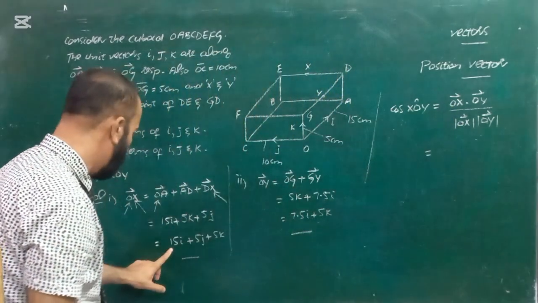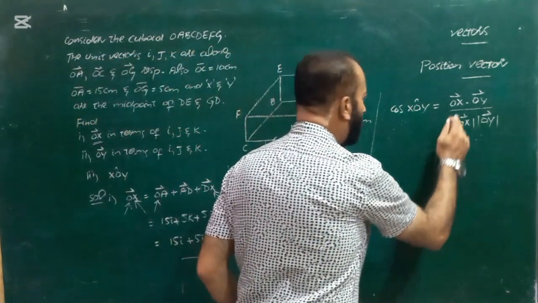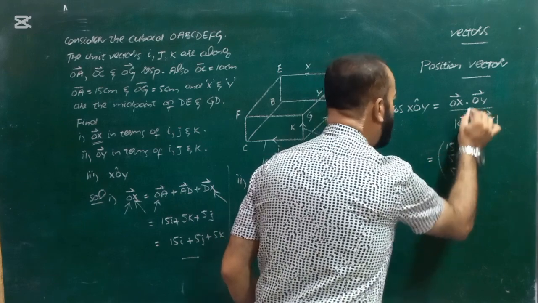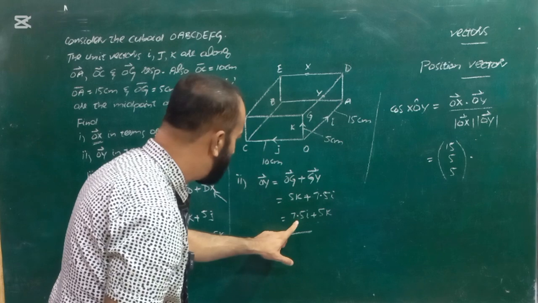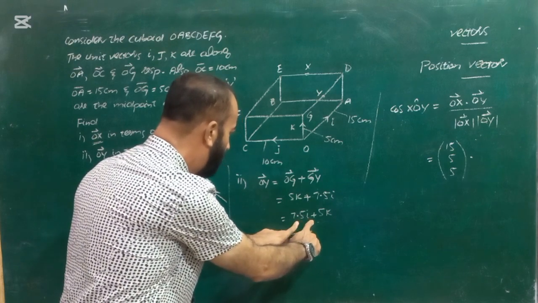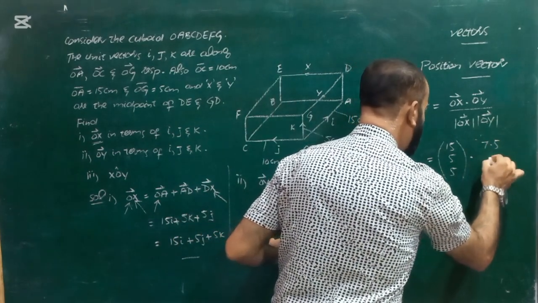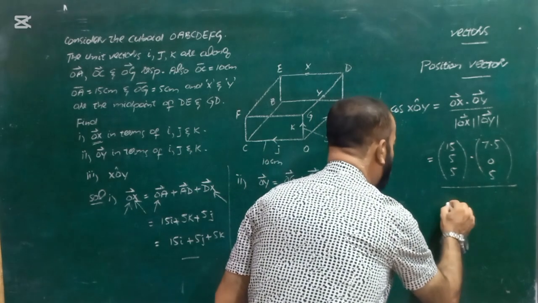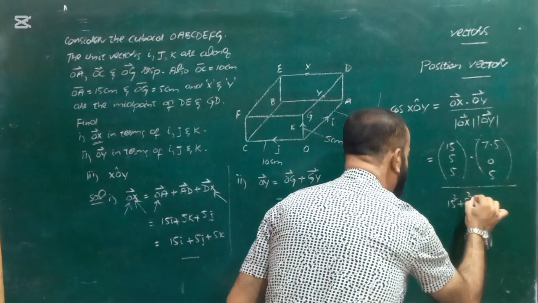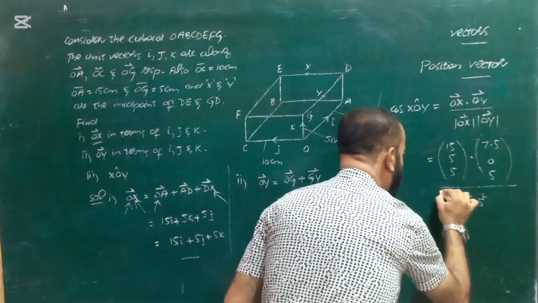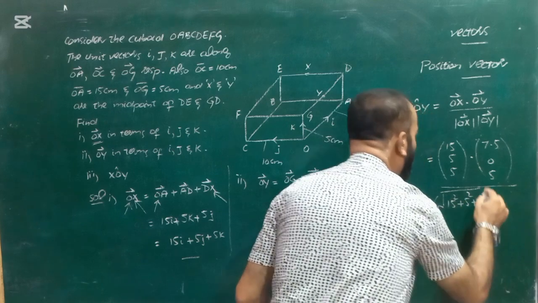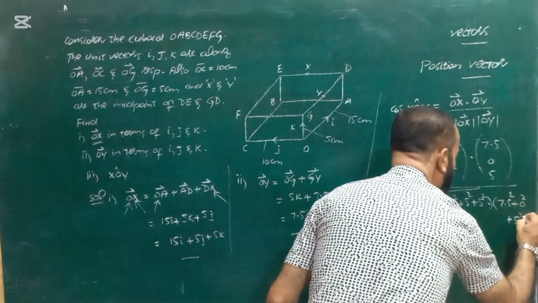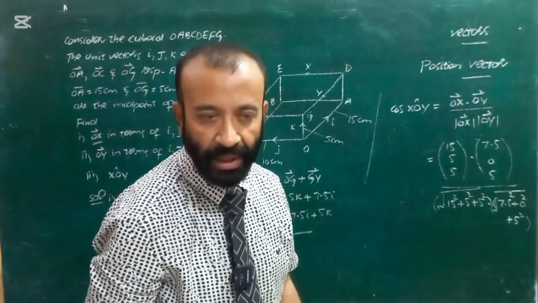Now you will put the values into it. Here is OX vector, that is 15, 5, 5. So this is OX dot OY. Here is OY, that is 7.5. J is not there, that will be 0. So 7.5, 0 and 5. And in the denominator, you have to take the magnitude of these two vectors. So here is OX, 15 square plus 5 square plus 5 square, square root, into 7.5 square plus 0 square plus 5 square, whole square root.